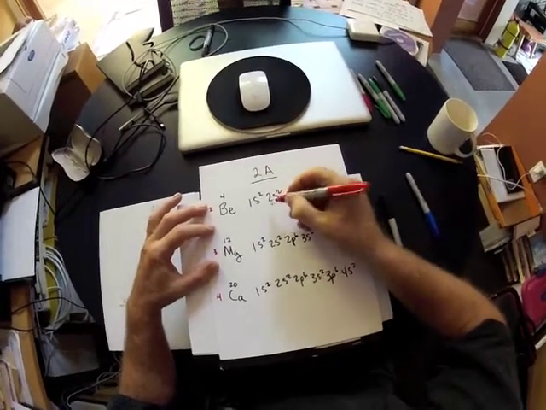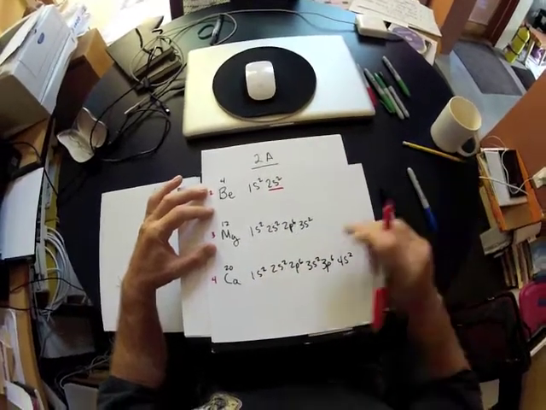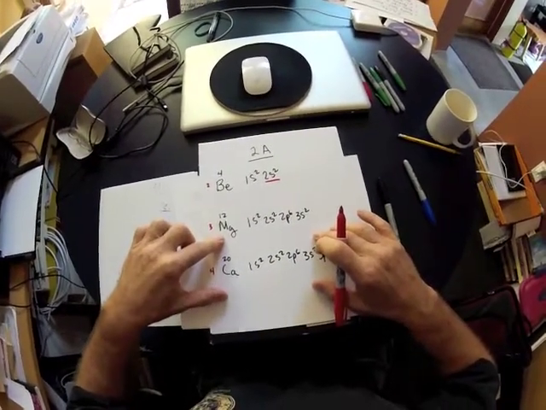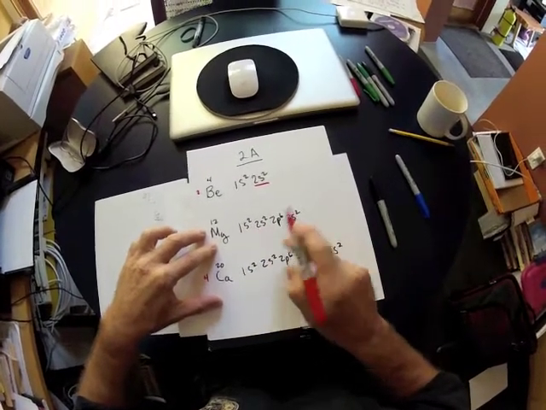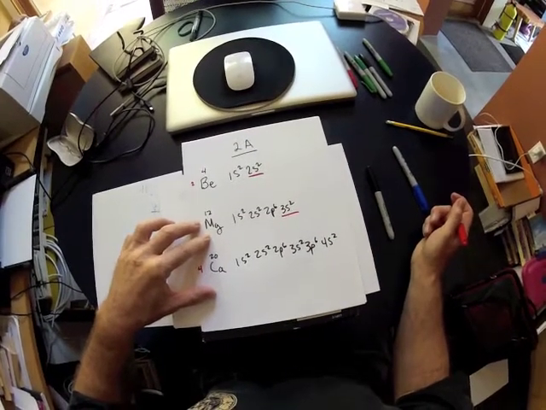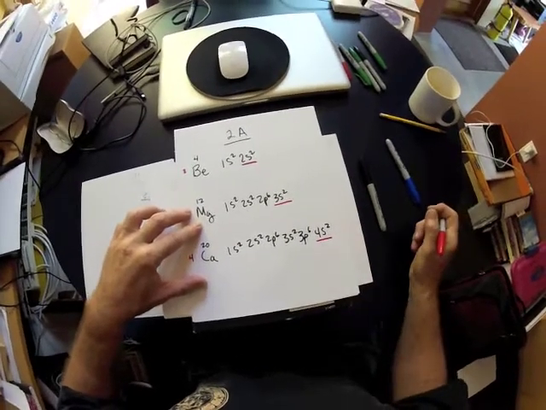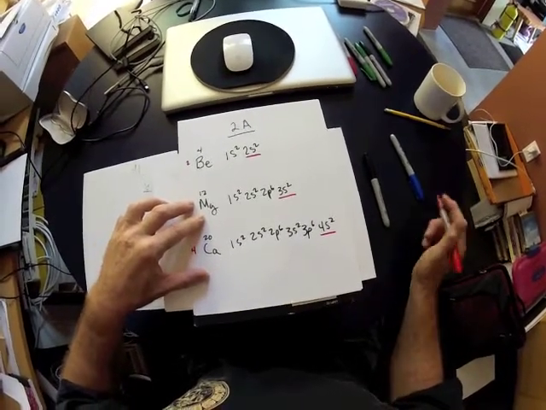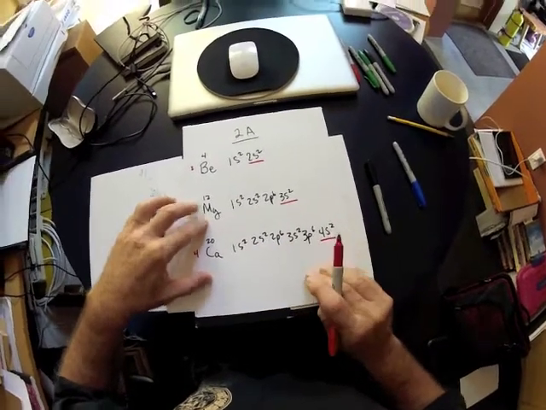So beryllium's energy level 2 is not full. This, in fact, is the outer valence. When we look at magnesium, we see a similar situation. Energy level 1 is full, energy level 2 is full. This is the outer valence of magnesium, the 2 electrons in the 3s. And by the same token, the 2 electrons for calcium that are in the 4s shell. Energy level 1 is full, energy level 2 and energy level 3 are completely full.